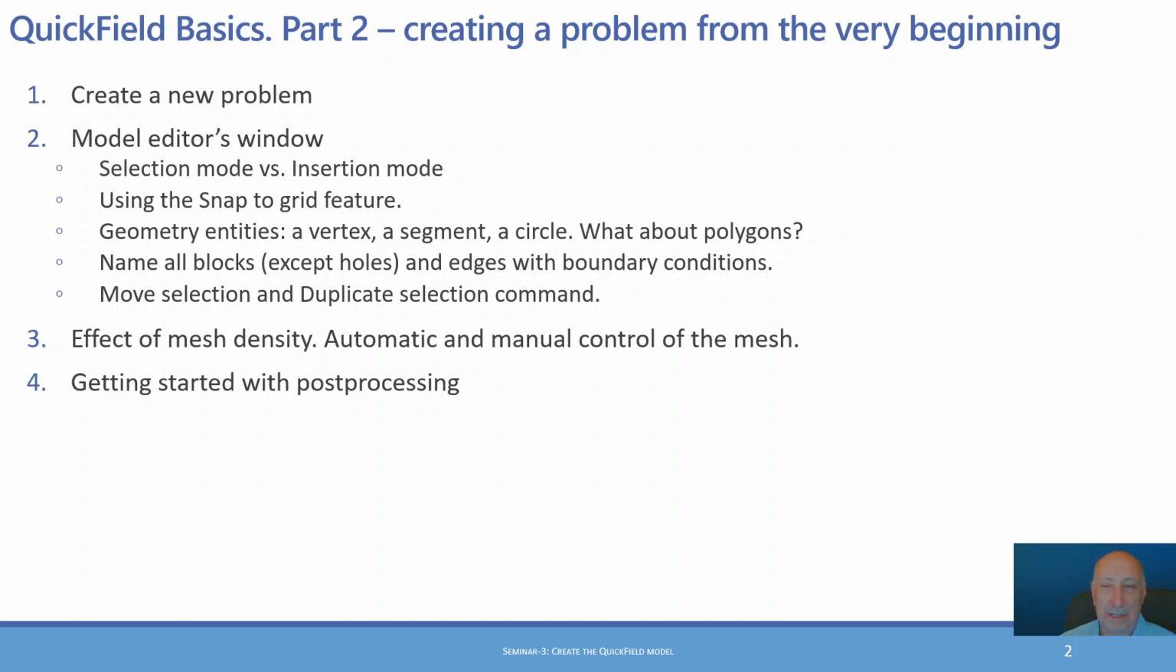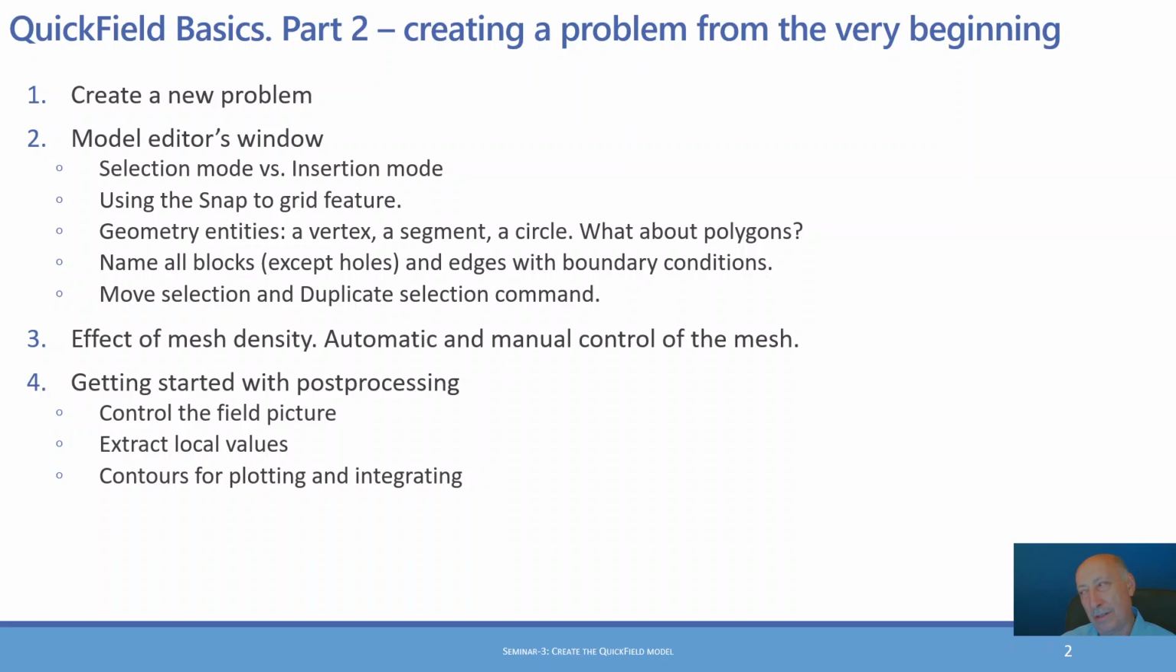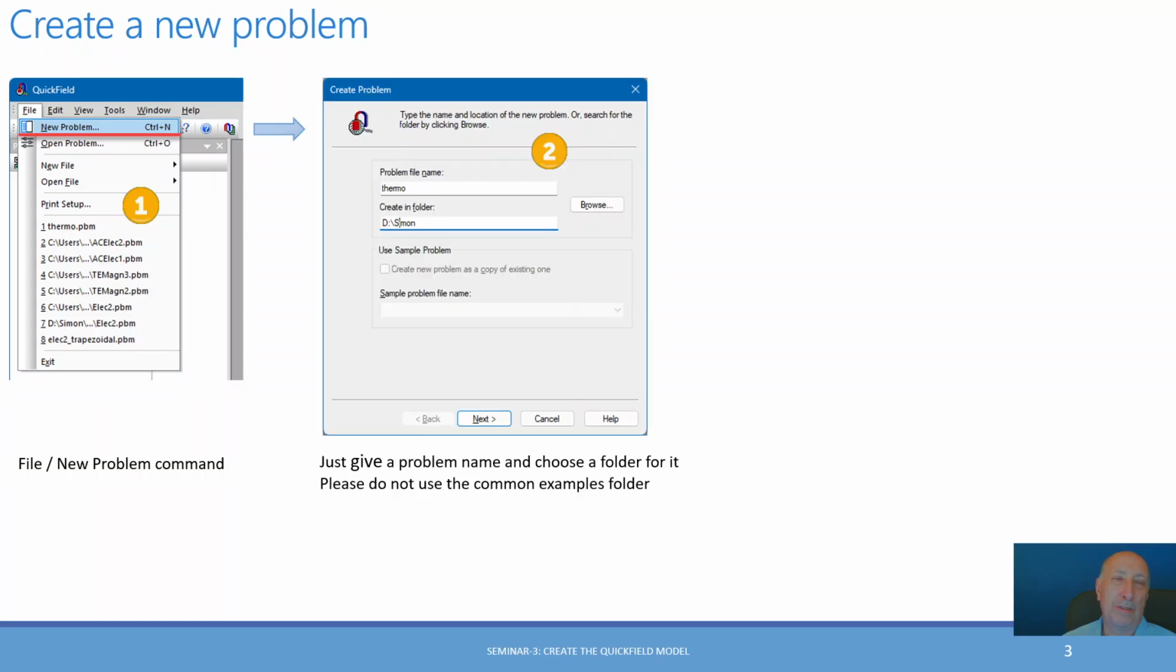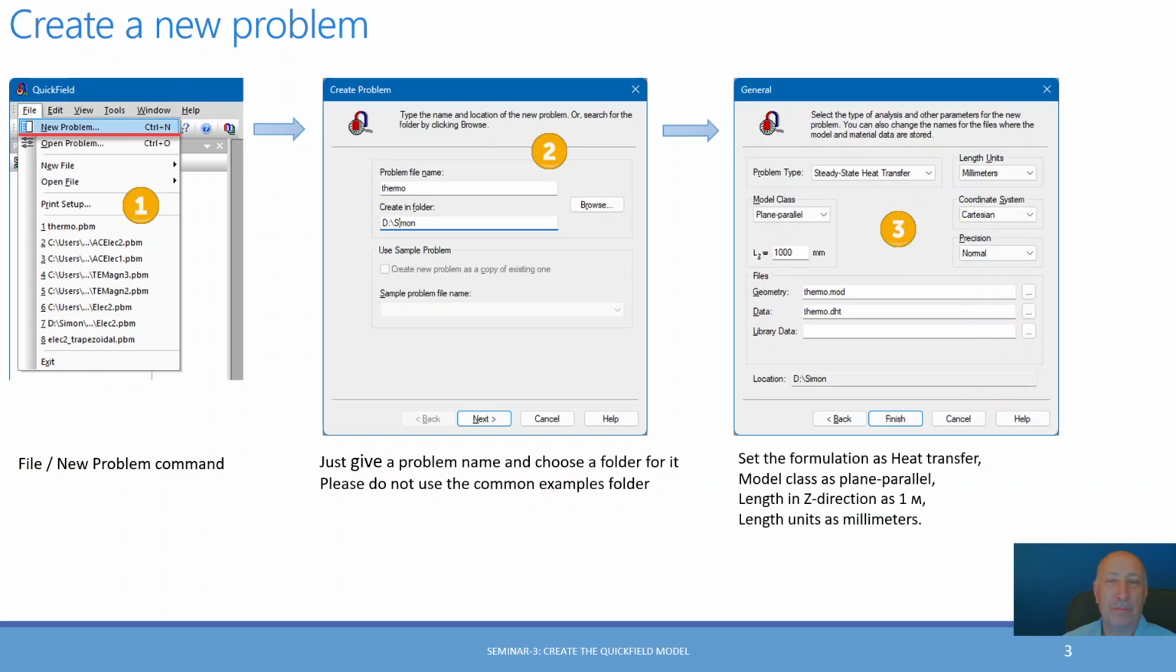Then post-processing. We see the results, how we will see the field picture and how we can extract numerical data from the solution. How we control the field picture, extract local values, extract integrals, the concept of the contour, and so on. And then we make our problem a bit more elaborate, just for fun. This is our plan. So let's go. Starting from creating a new problem, then tune it, then save it.